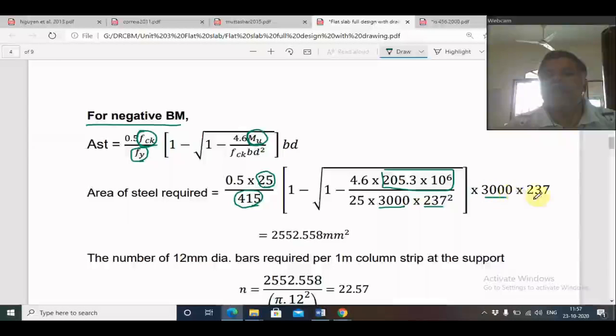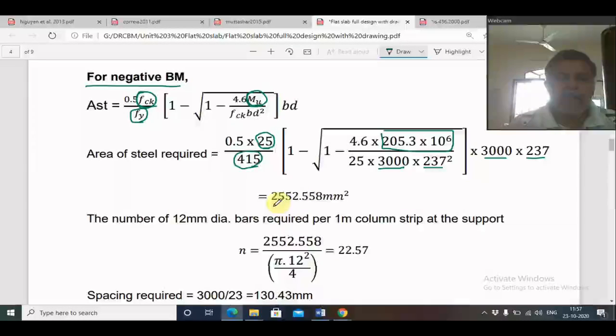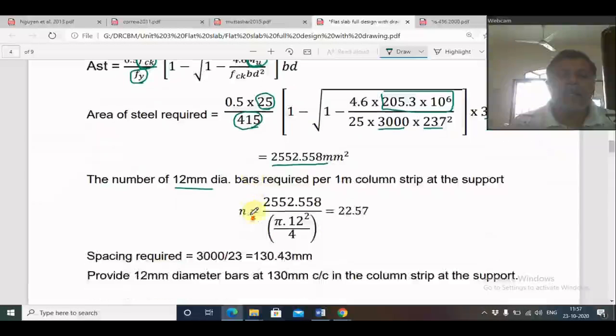Then again B as 3000, D as 237. Then simplifying by using a calculator, you can arrive at the value of the AST required as 2552.558 mm squared. Let us assume to use the 12 mm dia bars. And I will calculate the number of bars required, where n equals total AST divided by area of 1 bar. That will give the total number of bars required as 22.57. I will round off to the nearest value as 23.